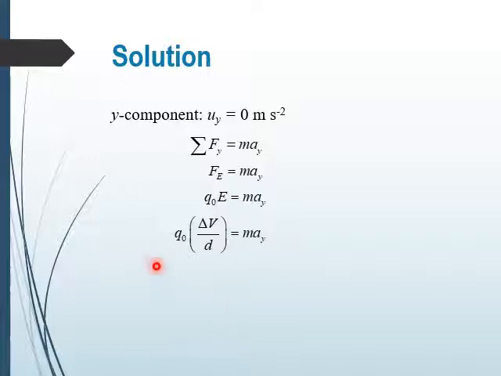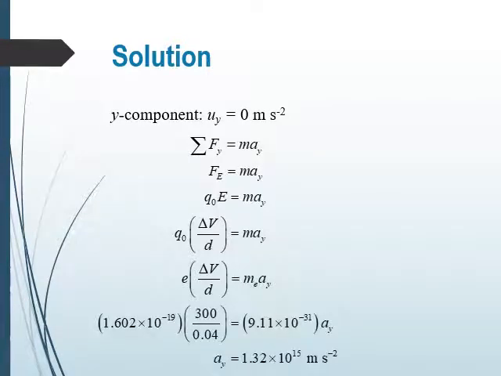And since we have an electron in the question, we can replace q0 with e, and for m, we are going to use the mass of the electron. So rewrite the equation as e times delta V over d equals me times ay. Now that we have the equation that we want to use, let us substitute the values into the equation. Substitute everything and you will obtain ay equals 1.32 times 10 to the power of 15 meters per second squared.